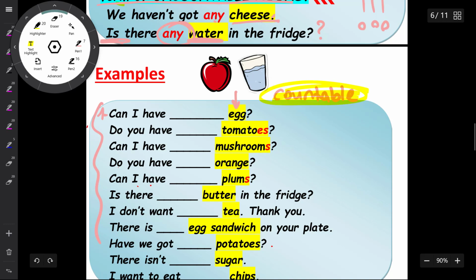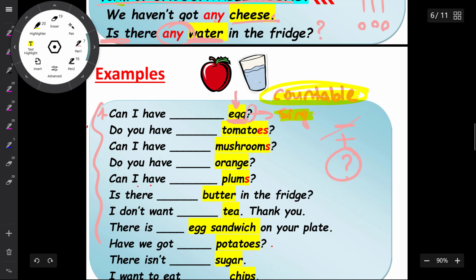What is the next step? After that, look at the noun. Look at egg. Is this singular or plural? Which one? Is there any S here? No. So I decide it is singular. So after that, look at the sentence. Is it negative, positive, or question? Let's look. This is a question.